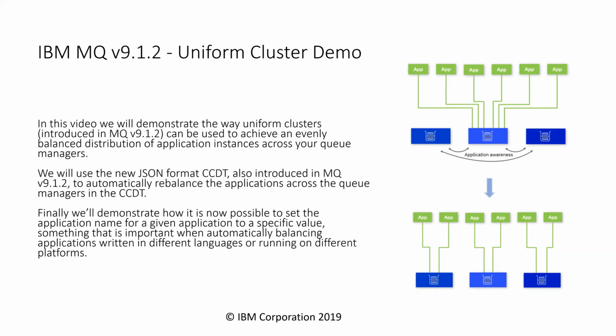We're going to have a quick look at the new JSON format CCDT, which was also introduced in 9.1.2, and how you can use that to help set up a uniform cluster scenario. And finally, we'll look at the way you can now specify the name of an application more easily and use that naming to decide which applications are going to be distributed across the group of queue managers.